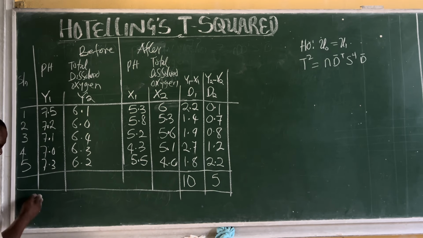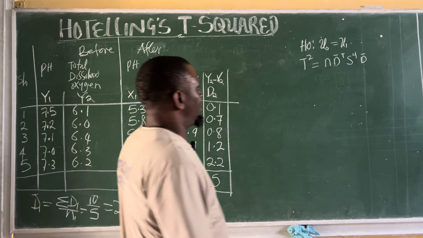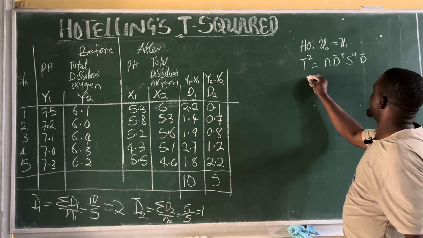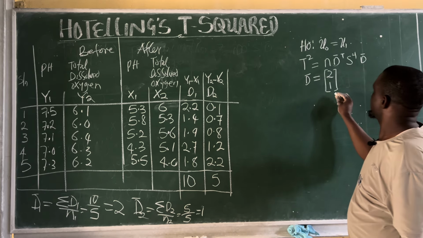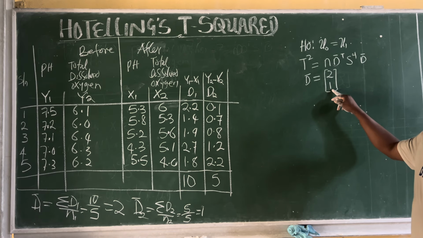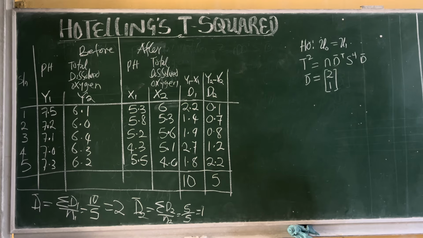And n is also 5, so that will be equal to 1. So it means that we can come here to say that our D bar is equal to what? 2 and 1. So that's the vector we talked about, that our D is a vector. This is the mean of the difference of the first variable, pH, and this is the mean of the difference of the second variable, total dissolved oxygen.